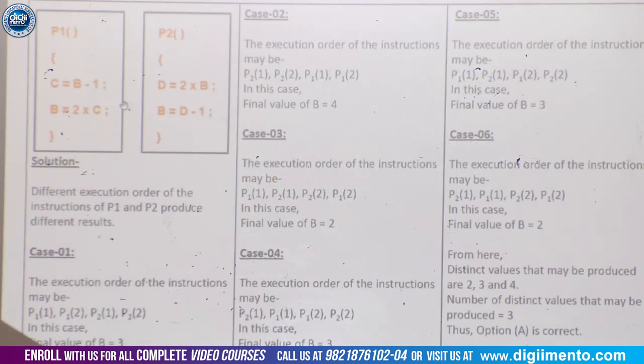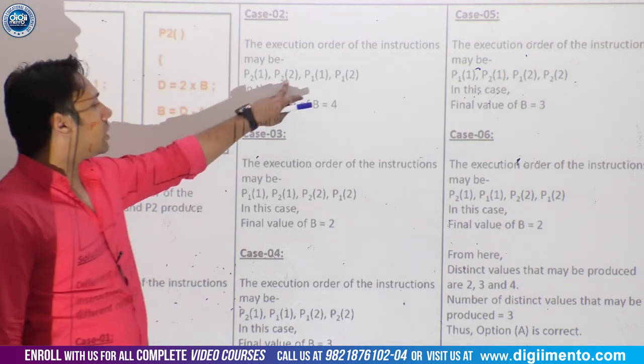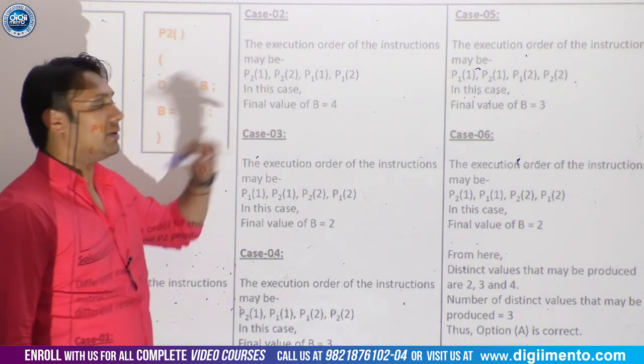So basically we have a total of 6 cases that are possible. This is case number 1, where the value of B can be 3. This is case number 2, this is the order of execution of the statements. Here the value of B will be 4.